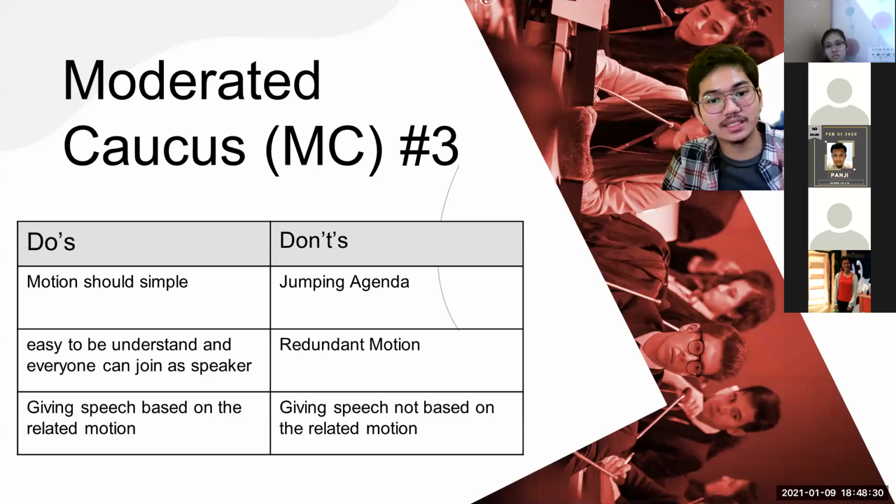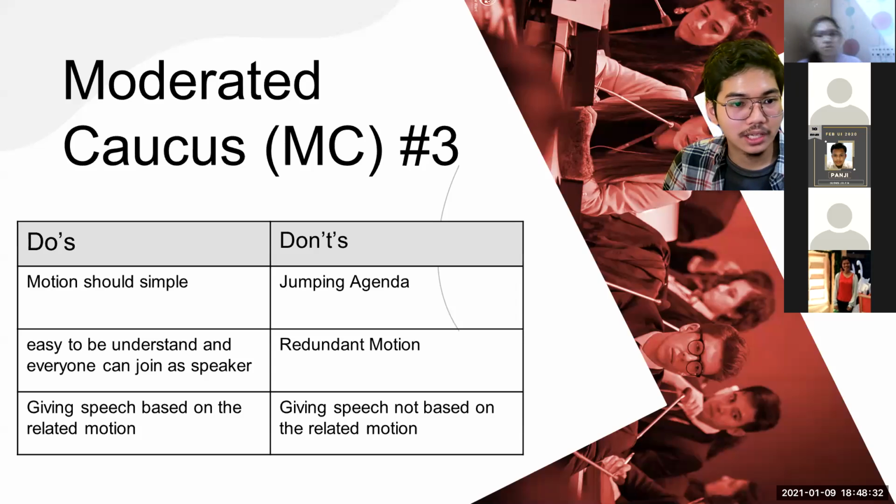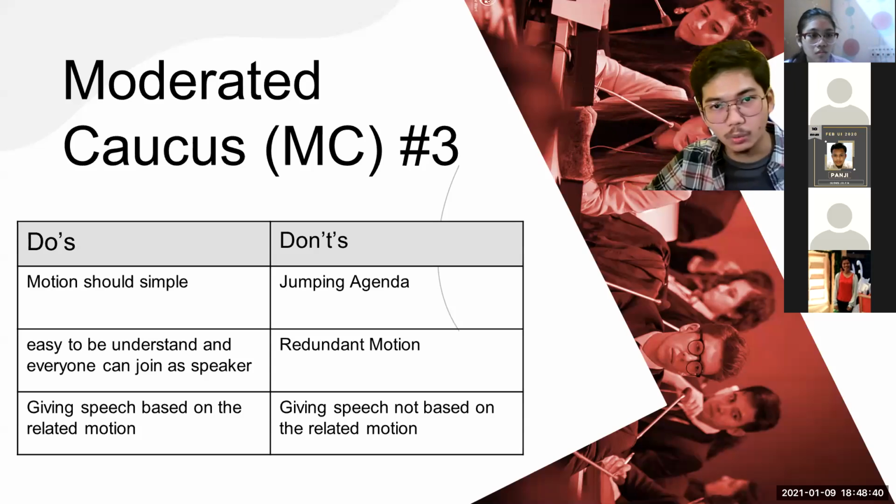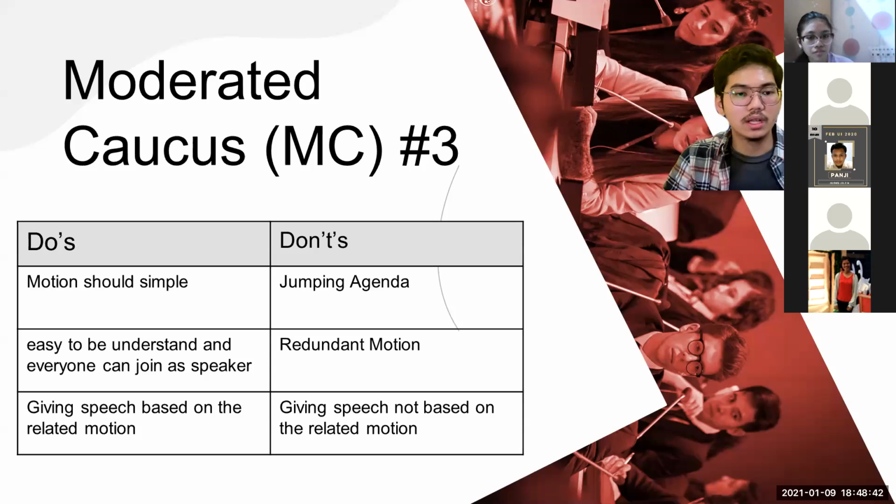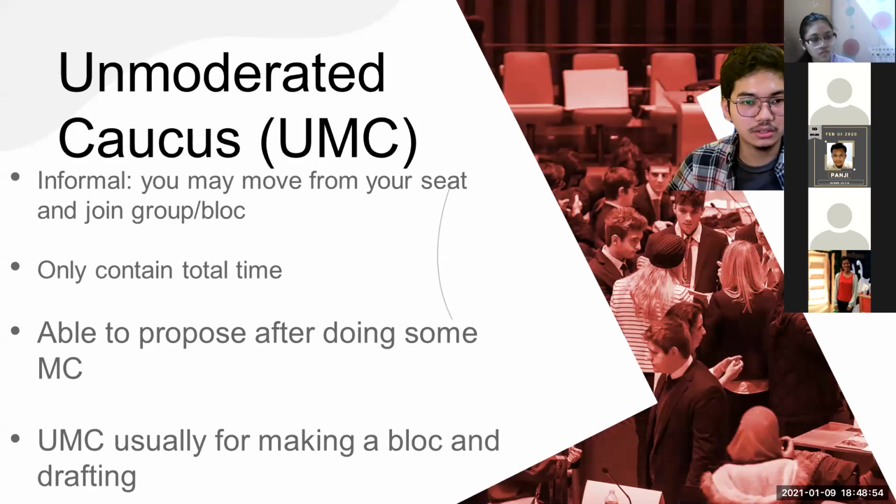We only have 12 minutes left, so these are the do's and don'ts. Make it simple. Don't jump agenda. If you talked about root causes previously, don't talk about the solutions already. There will have to be a flow, and then give a speech based on the related motion. If the one that is agreed is the motion of root causes, then talk about the causes of the issue. Don't talk about the solution yet. So these are the moderated caucus.